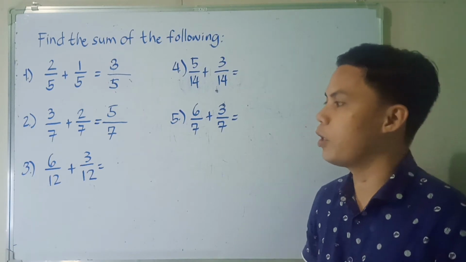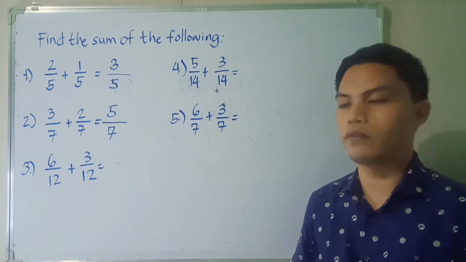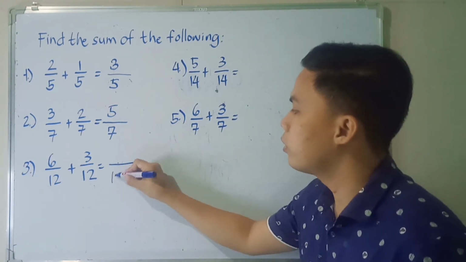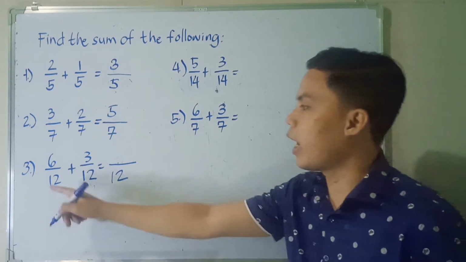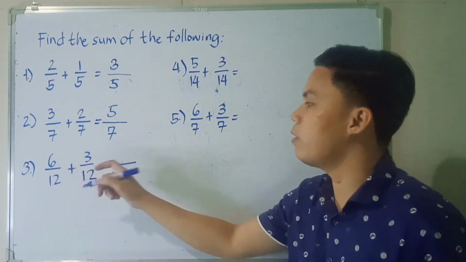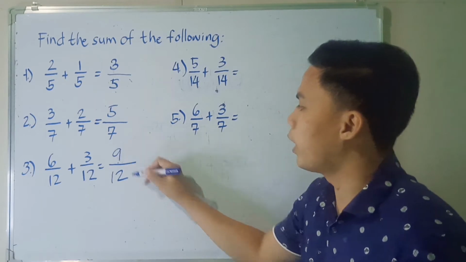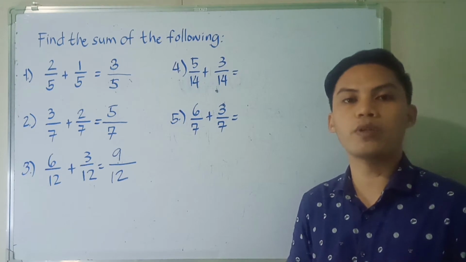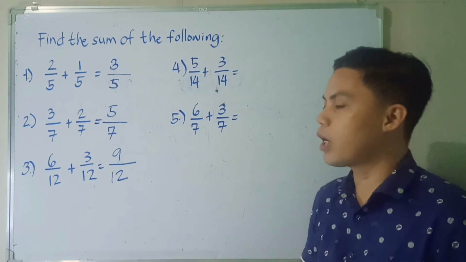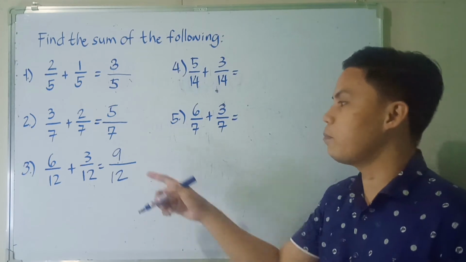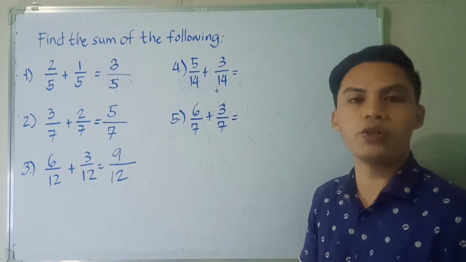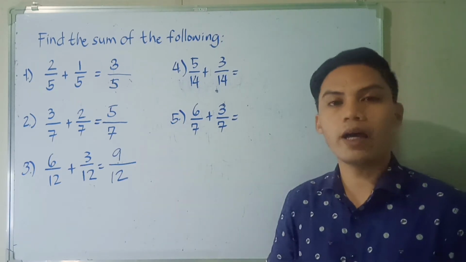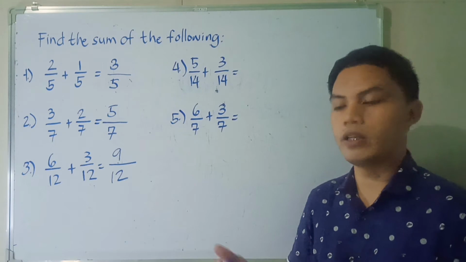We have 6 over 12 plus 3 over 12. So, we need to copy the denominator. So, that would be 12. And add the numerators. We have 6 plus 3 is equal to 9. Okay. If we're going to look at 9 and 12, pwede pa natin siya masimplify in lowest form or in lowest term. So, maghahanap tayo ng number, pinakamalaking number na pwedeng pang-divide kay 9 and 12 in which yung answer walang magiging remainder. So, ano yung greatest common factor ni 9 at saka ni 12? That would be 3.